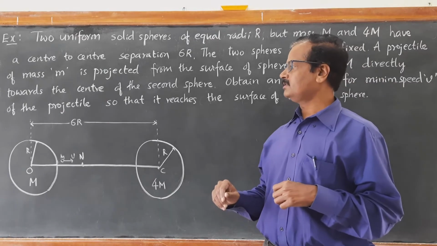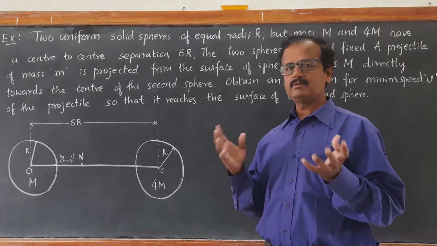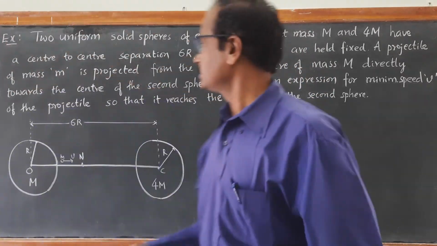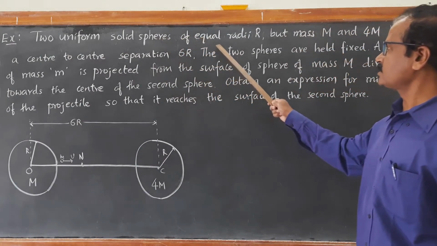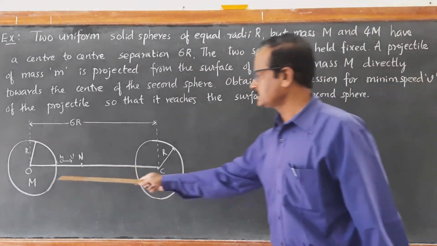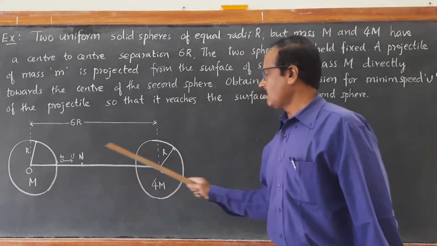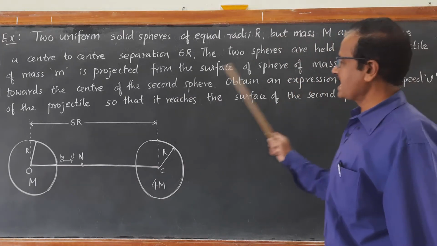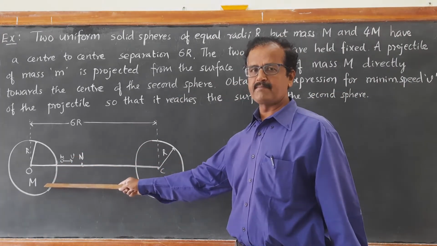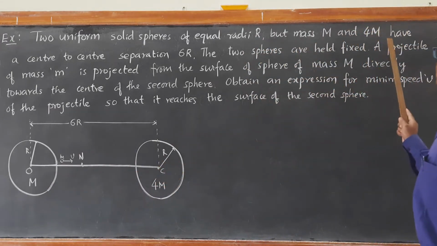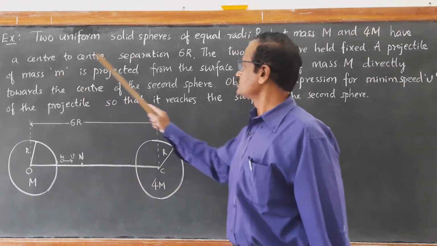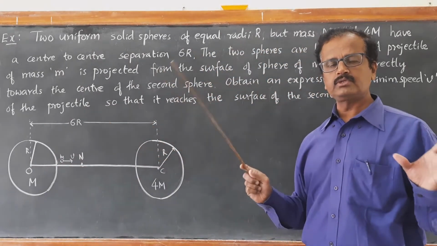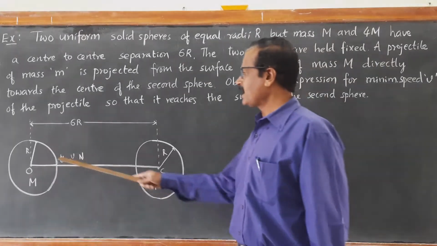An interesting problem of sending a projectile from the surface of a planet, let us say. There are two spheres, you can see here, two uniform solid spheres of equal radii. Both the radii are the same, but the first sphere has mass M. The second sphere has mass 4M, and they have a center to center separation of 6R, where R is the radius.